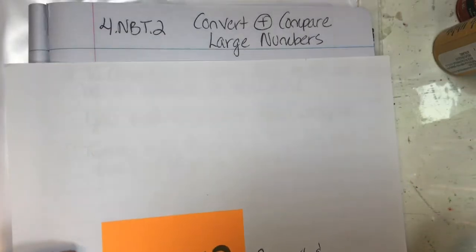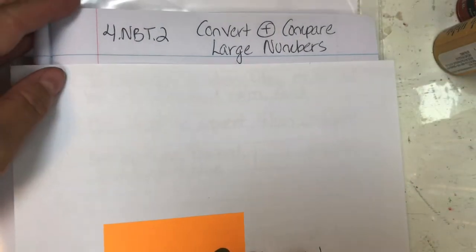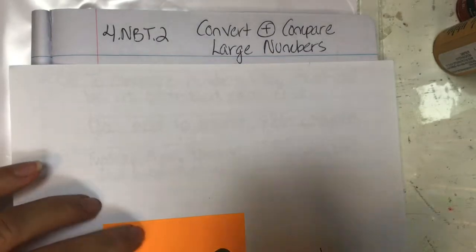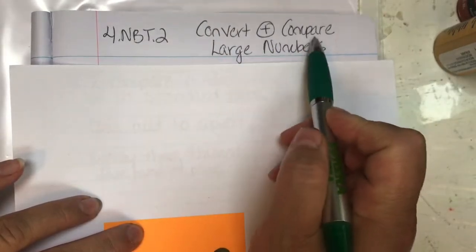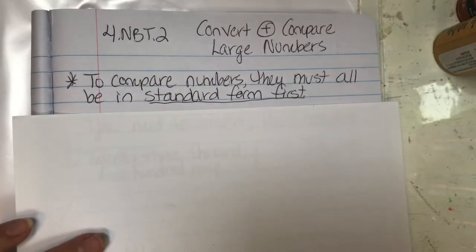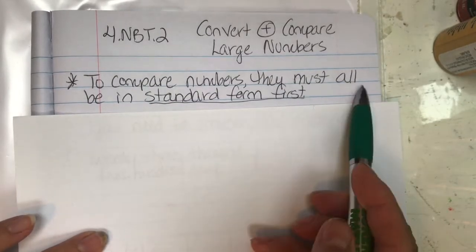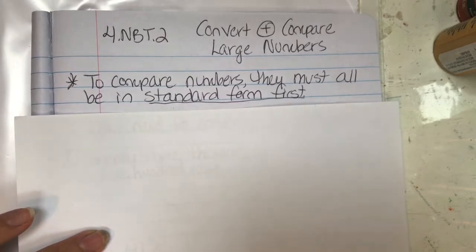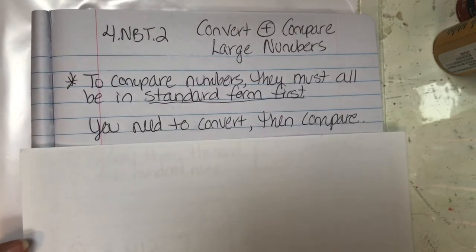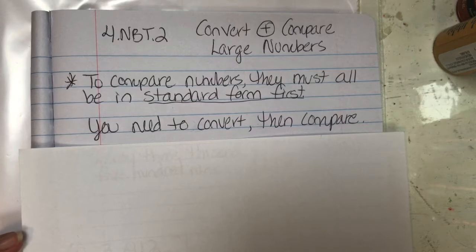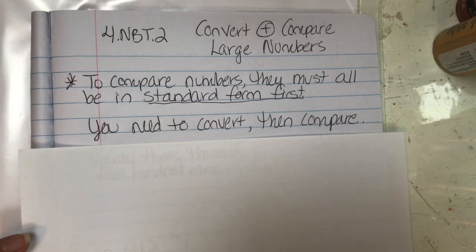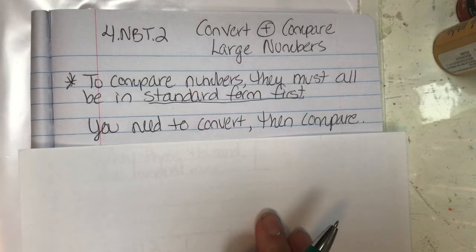Okay? The first part is we are going to head the top of our notes with what we are looking to learn about, 4.MBT.2, convert and compare large numbers. To compare large numbers, they must all be in standard form first. So you will need to convert them and then compare them. Don't try to just skip this step and rush ahead, because they are trying to fool you. They are going to put in little differences just to try to catch you. So it's very important that you take the time to convert a number before you compare it.